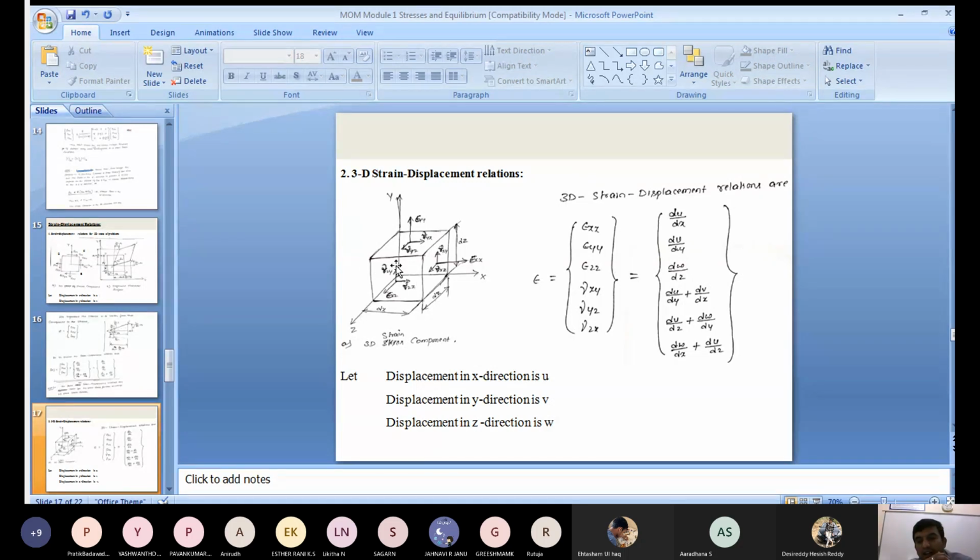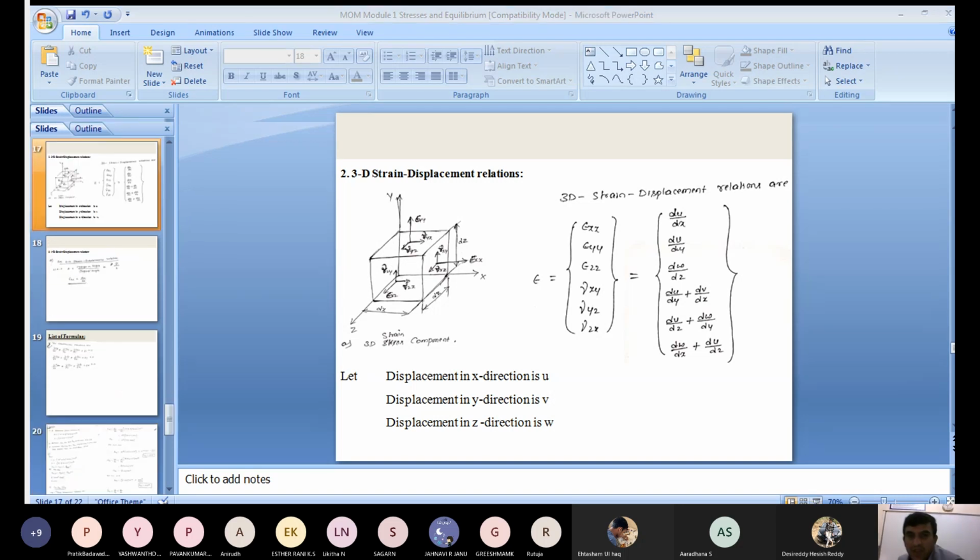Again, how many strains are acting at a point for a three-dimensional element? 6 strains: 3 normal strains and 3 shear strains. What are the 3 normal strains? Epsilon x, epsilon y, epsilon z. And gamma xy, gamma yz, gamma zx. A total of 6 strain components occur here. Now we can directly write the strain displacement relationship.